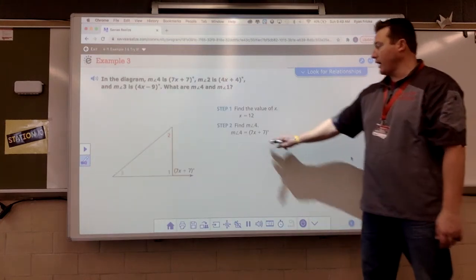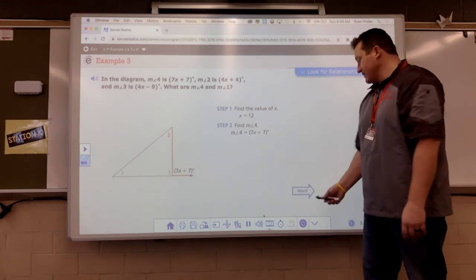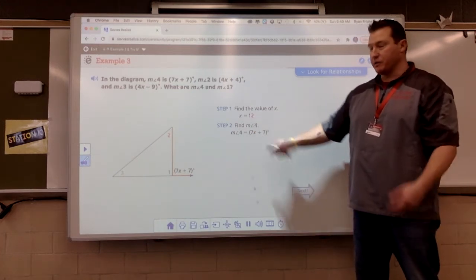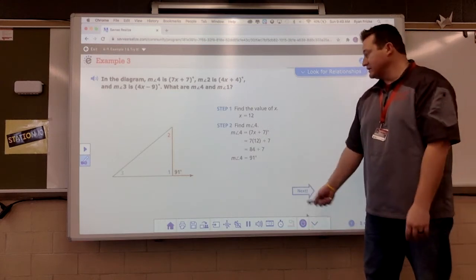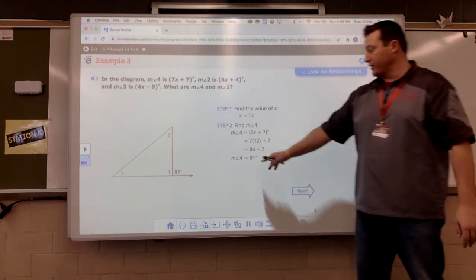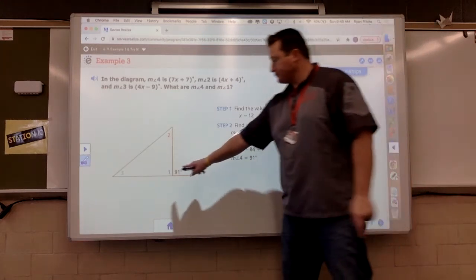There we go. Okay, so again, we're going to replace x in 7x plus 7. Everywhere we see an x, we replace it with 12. We're going to do some multiplying by 7, and then we're going to add 7 to it. Voila, we get 91 degrees. So there's our first answer.